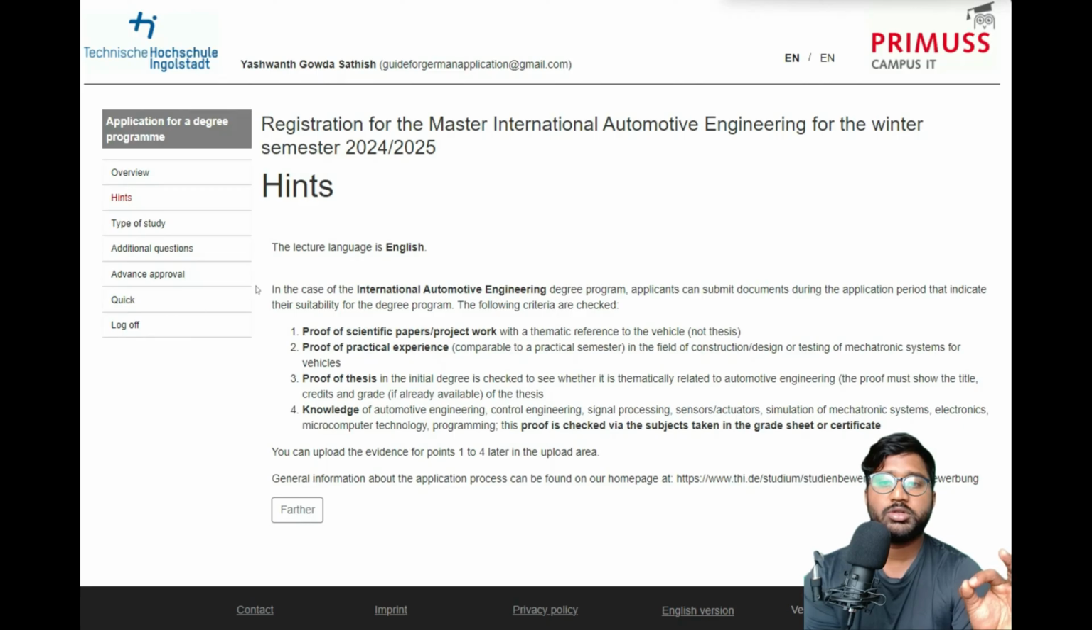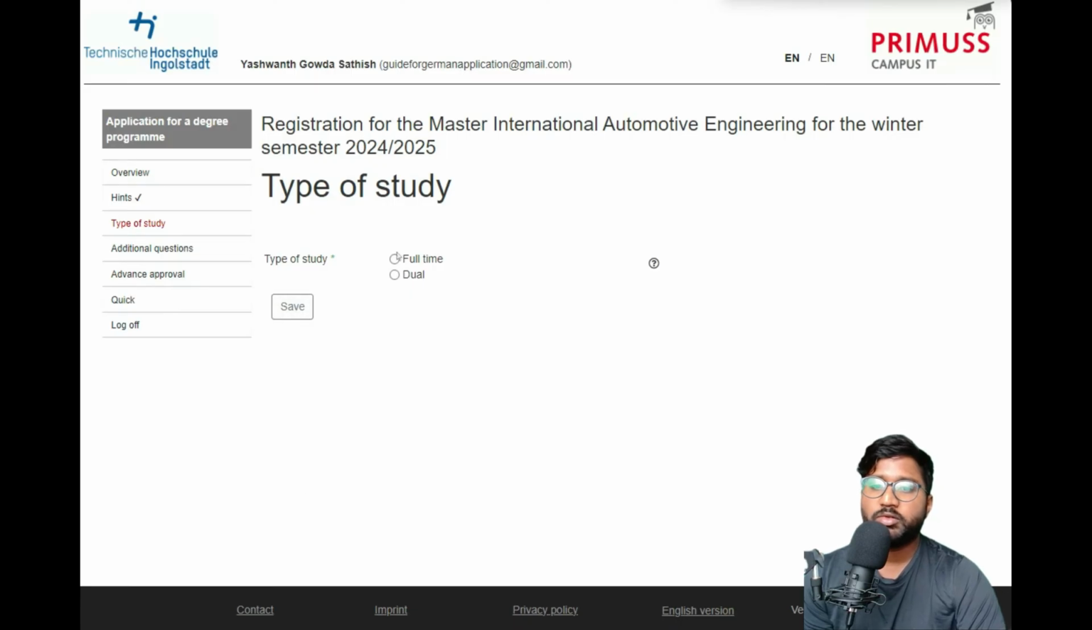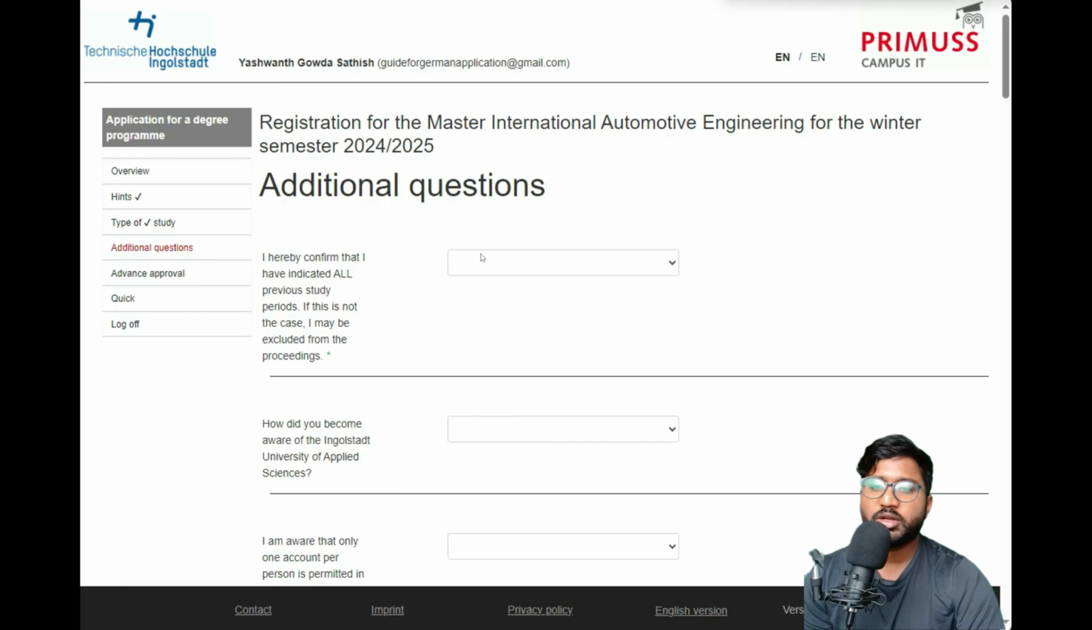The same procedure you have to do after winter. It would be the same. And also there are some other courses if you want to apply, if openings are there, then you can go through this. Then you can click on further. Then type of study would always be full time. Then save. Here you have to confirm that you have previous studies.